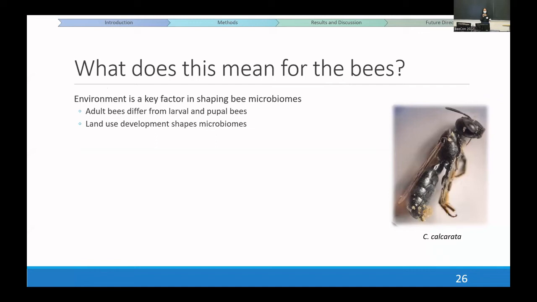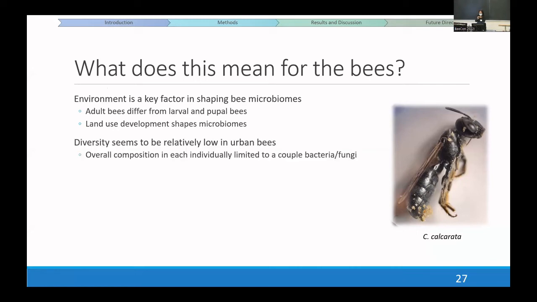So what this means for the bees is that the environment might be playing a key factor in shaping the bee microbiome. Adult bees tend to differ from larval and pupal bees, which could be a factor such that they are able to interact with the environment and that they're exposed to such. But also our most significant environmental factor was land use development, although green space, precipitation, and temperature all played a role as well.